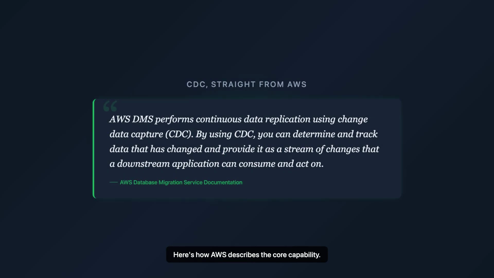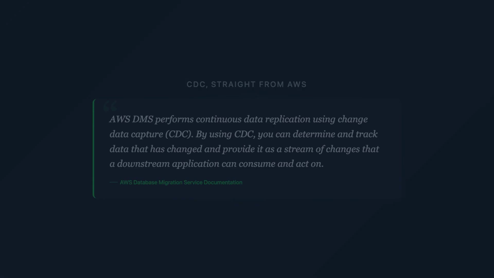Here's how Amazon Web Services describes the core capability. DMS performs continuous data replication using change data capture, or CDC. It tracks data that has changed and provides it as a stream of changes that downstream systems can consume. In practice, this means DMS reads the source database's transaction log directly, bin log for MySQL, write-ahead log for PostgreSQL, redo log for Oracle, so it captures every change without adding query load to the source.